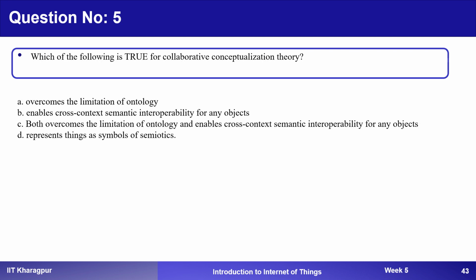Next question is: which of the following is true for collaborative conceptualization theory? Options are: it overcomes the limitation of ontology; it enables cross-context semantic interoperability for any object; third, it both overcomes the limitation of ontology and enables cross-context semantic interoperability for any object; next one is, it represents the things as symbols for semiotics. So which of the following is true for collaborative conceptualization theory?